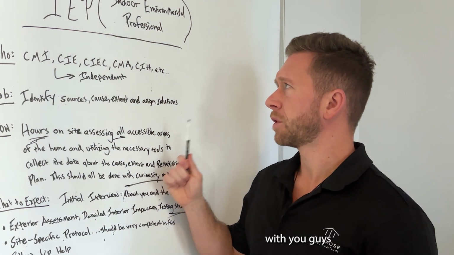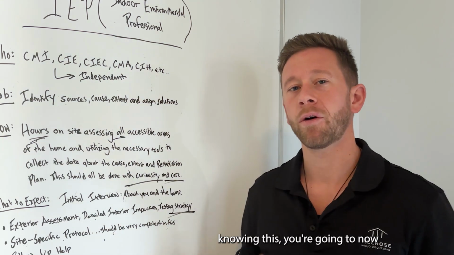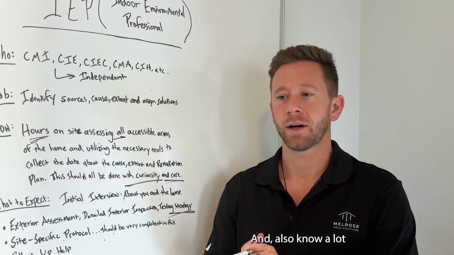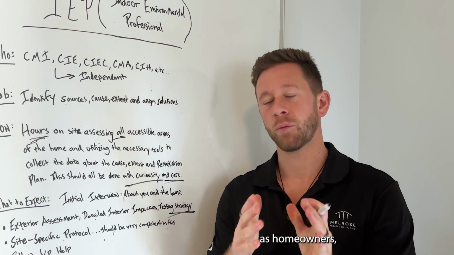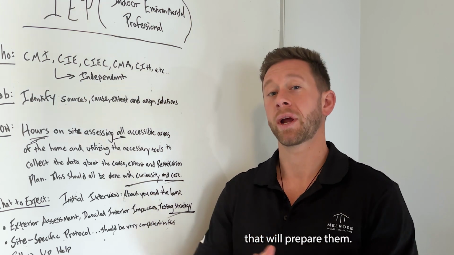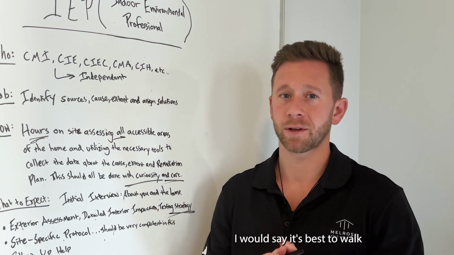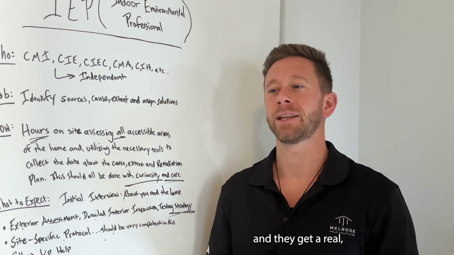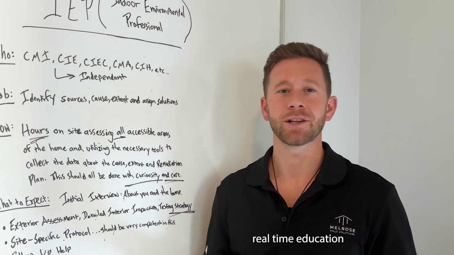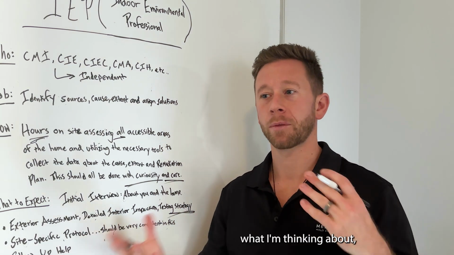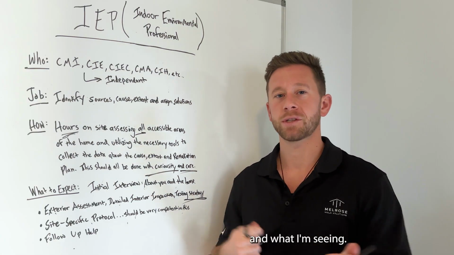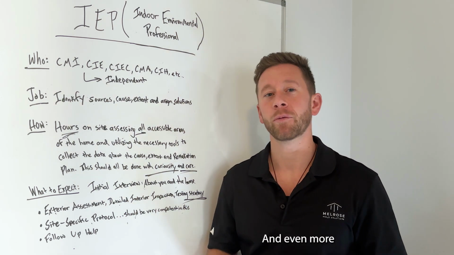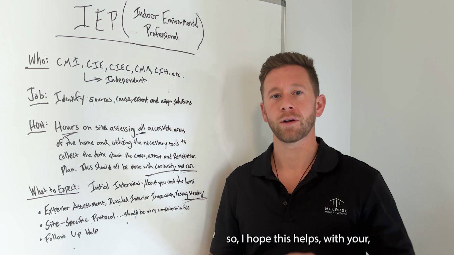And so with you guys, knowing this, you're going to now hopefully know how to vet a good IEP when you need one, and also know a lot as homeowners that will prepare them. So as a homeowner, I would say it's best to walk with your inspector. I like when people walk with me around their own home and they get a real-time education about what I'm doing, what I'm thinking about, what I'm looking for, and what I'm seeing. And now after the inspection, they know as much as I do about the home and maybe more. So hope this helps with your vetting process.